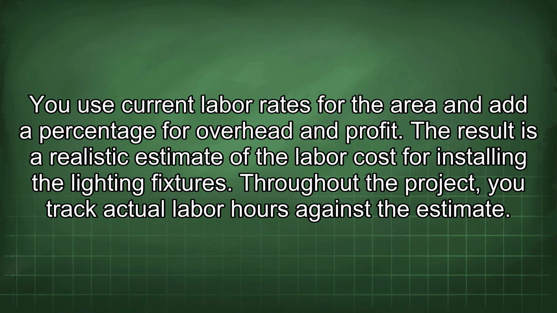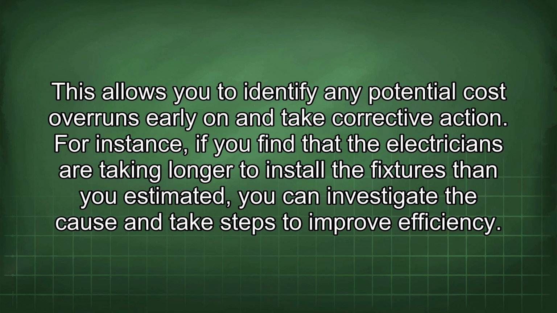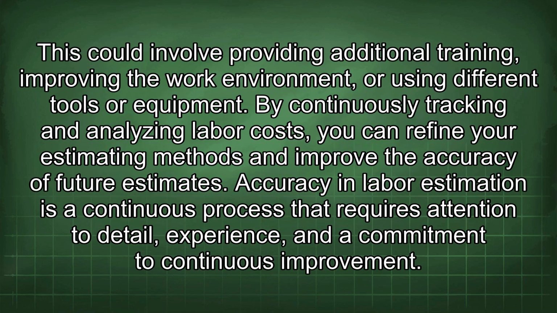Throughout the project, you track actual labor hours against the estimate. This allows you to identify any potential cost overruns early on and take corrective action. For instance, if you find that the electricians are taking longer to install the fixtures than you estimated, you can investigate the cause and take steps to improve efficiency. This could involve providing additional training, improving the work environment, or using different tools or equipment. By continuously tracking and analyzing labor costs, you can refine your estimating methods and improve the accuracy of future estimates.